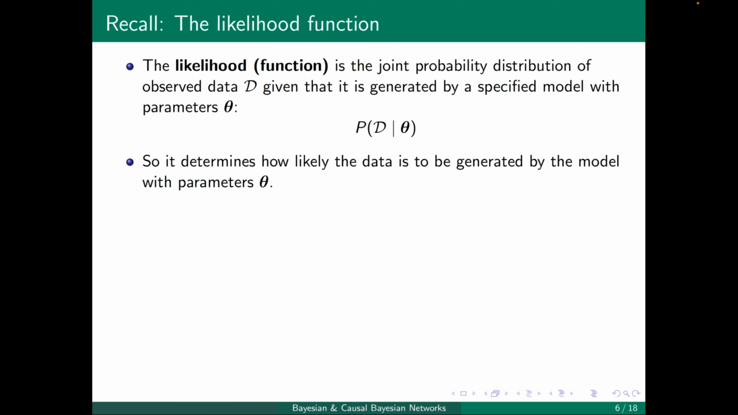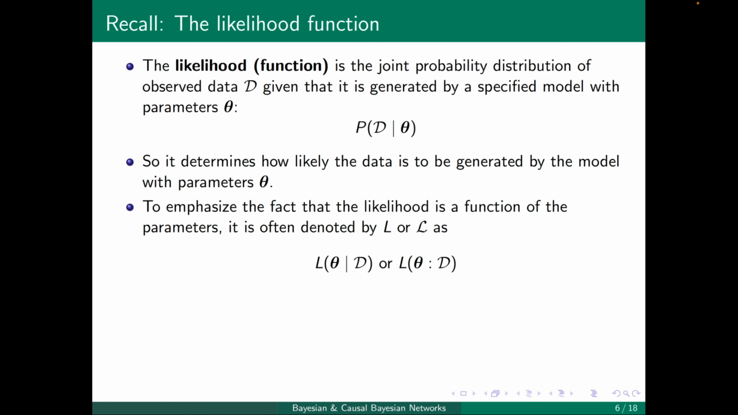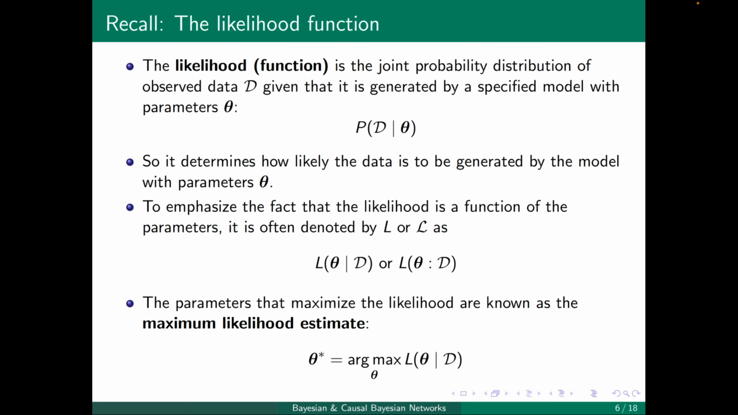So in the coin example, whatever value we pick for theta, we want to see how likely it was that we observed that table with that parameter. Now, to emphasize the fact that the likelihood is a function of the parameters, it's often also denoted by L, in this form, L of theta given D. But just note that you shouldn't confuse it with the actual probability. Both of them, regardless of the notation, are the probability of data given the parameters. That's the likelihood.